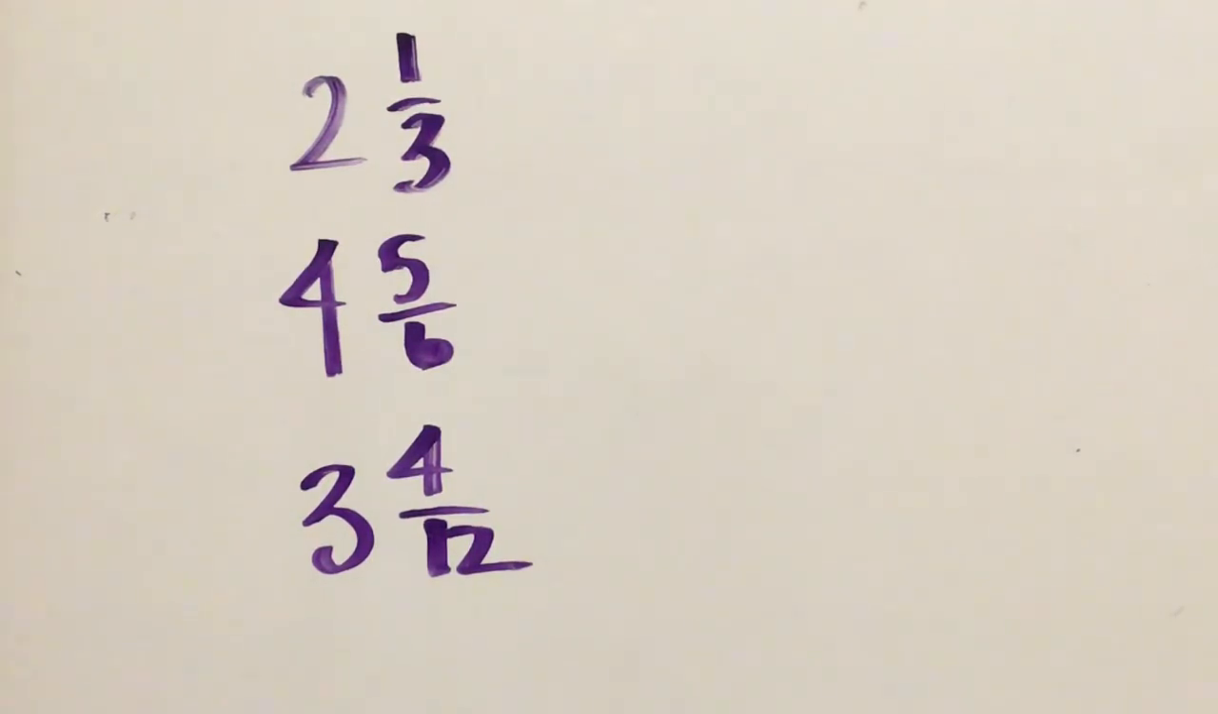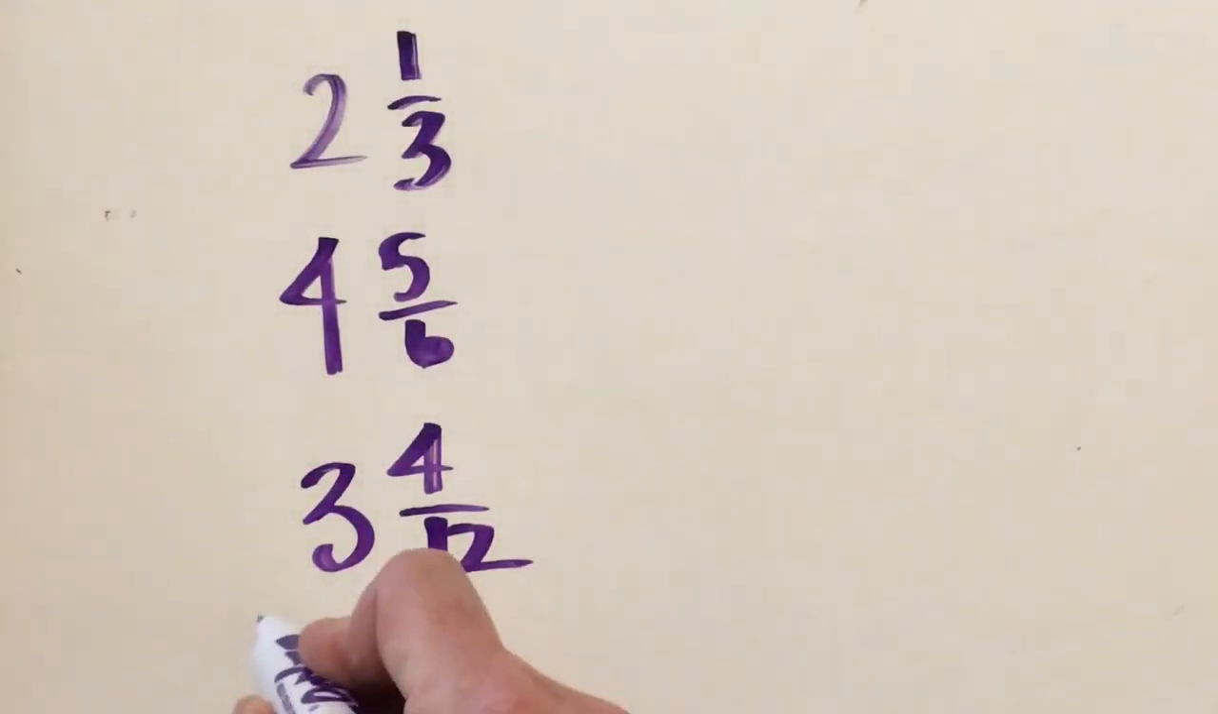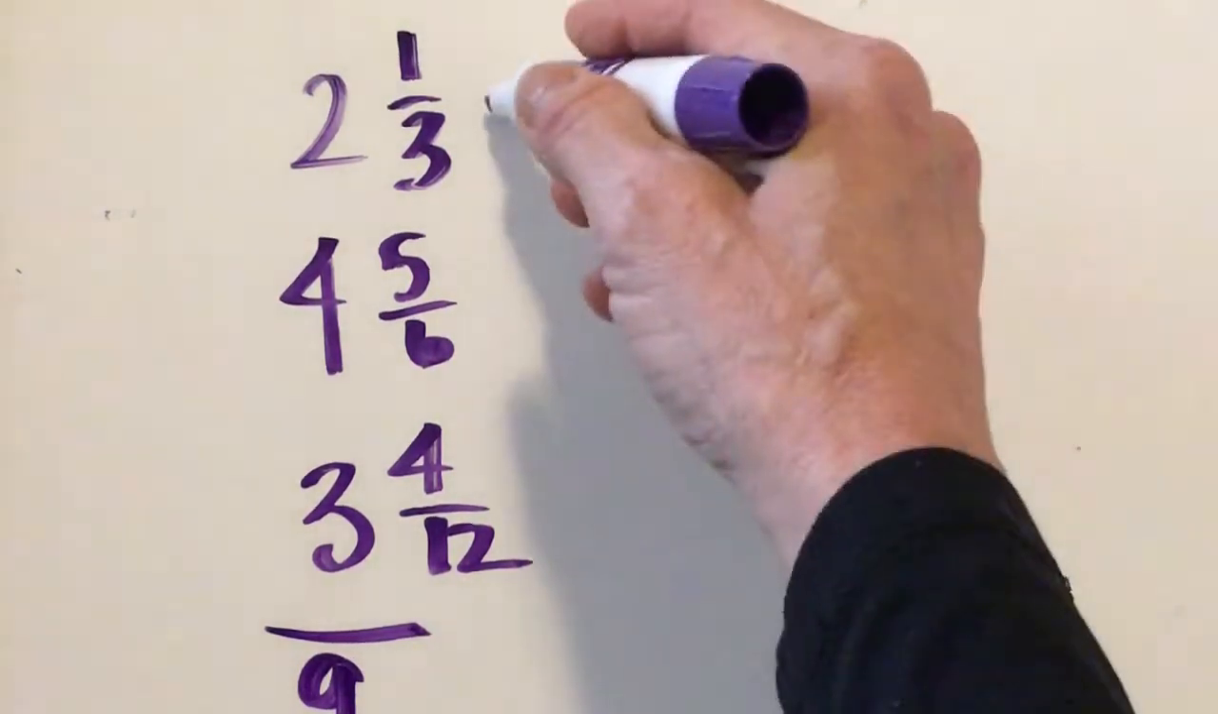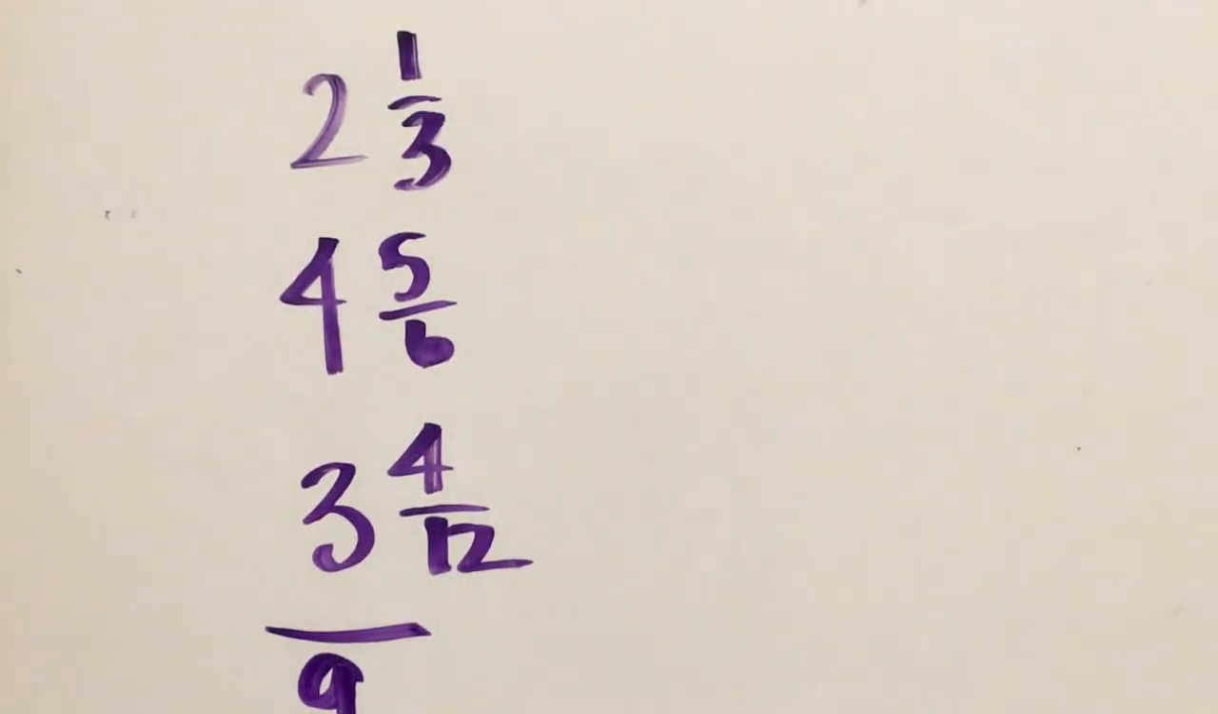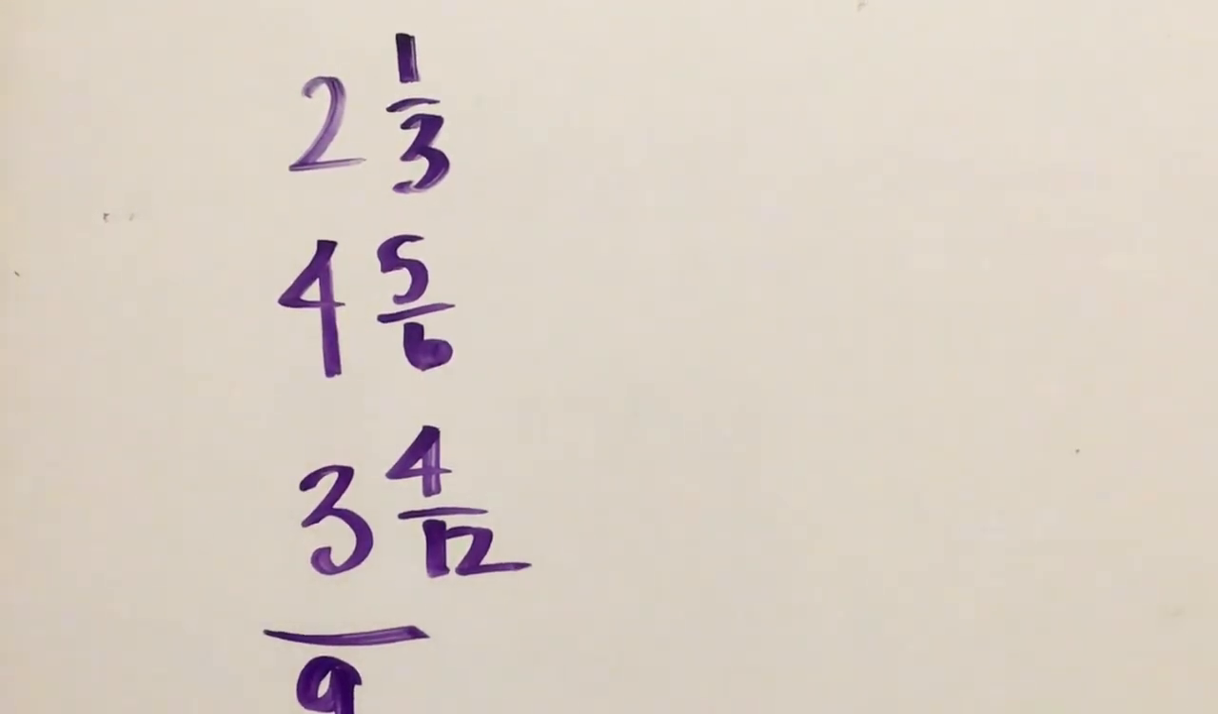So I'm going to use the standard algorithm, and I am going to actually add my whole numbers first. So I have 2 plus 4 plus 3. So I know that that's going to get me to 9. But I still have these fractions that I need to deal with. 1/3, 5/6, and 4/12. So you watched a video about the least common multiple this morning.